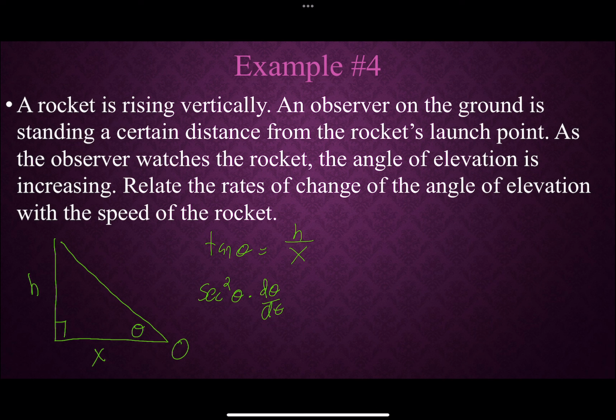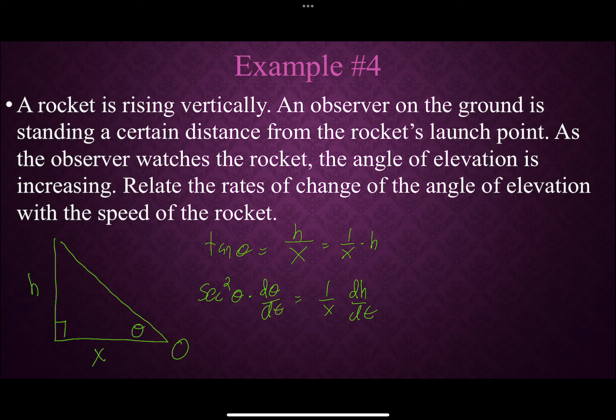Now, as for the h over x, they're not both variables changing with respect to time. This horizontal distance is not changing between where the rocket location is and the observer. So this is really like saying it's 1 over x times h. So that's 1 over x and then dh dt for that particular derivative. And so ideally you set it up like this. You don't have to worry about a quotient rule.